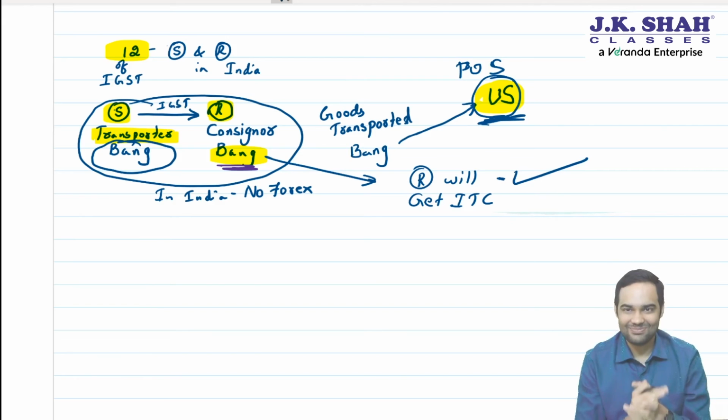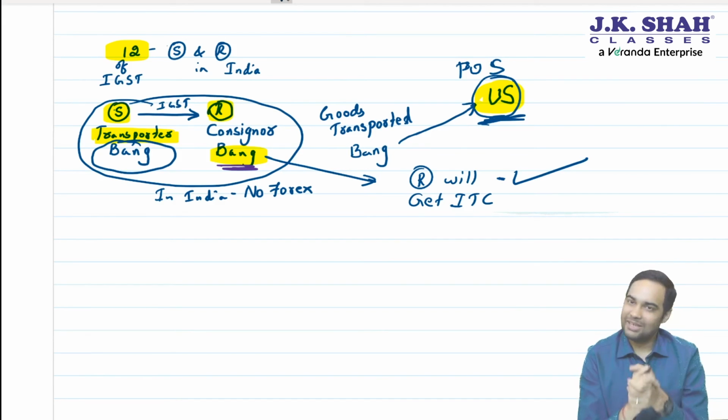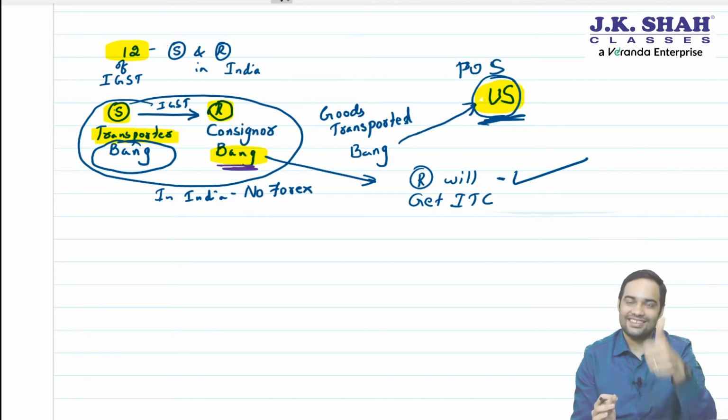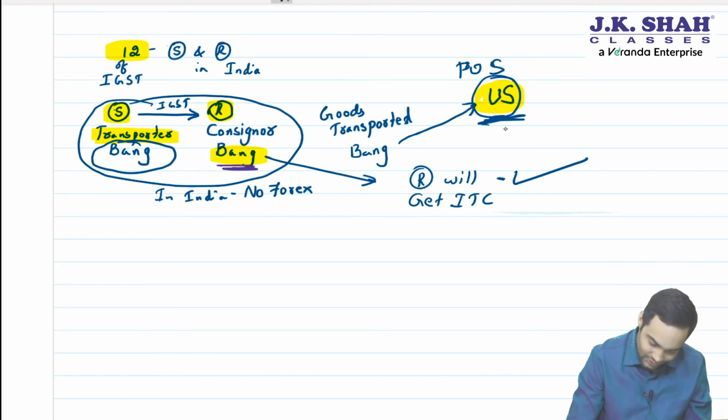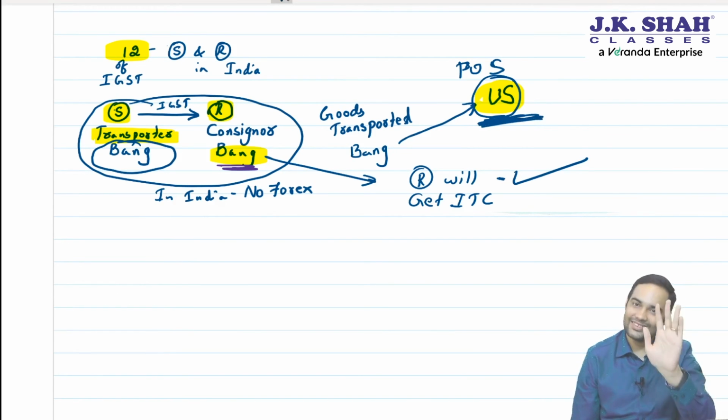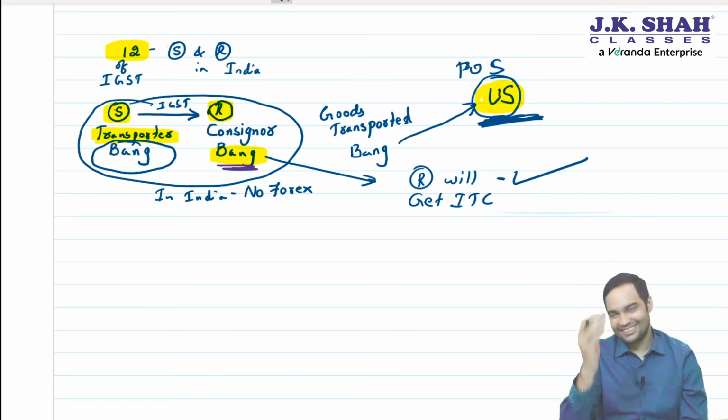Let me sum it up. Supplier and recipient are in India. Place of supply is outside India. It's a taxable supply. Can the recipient avail ITC? The answer is yes. Even though the place of supply is outside India, ITC will be available. That's what the government has said. Let's have a look.